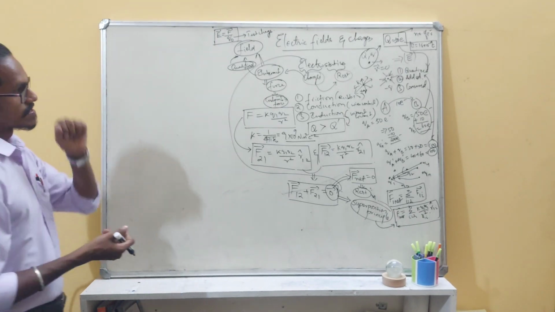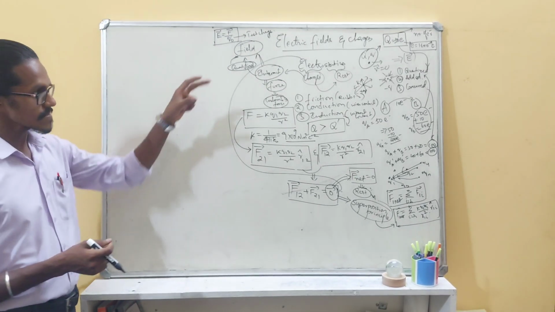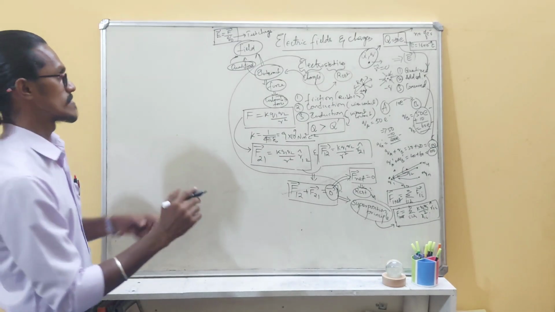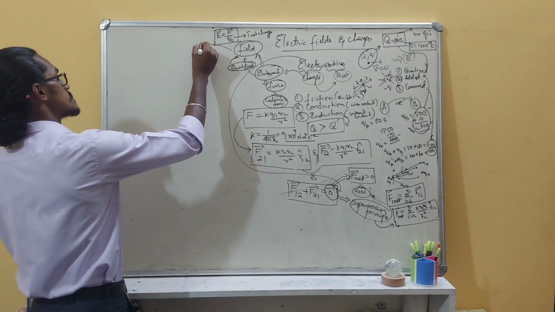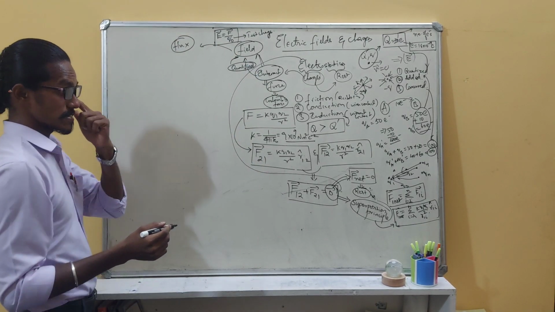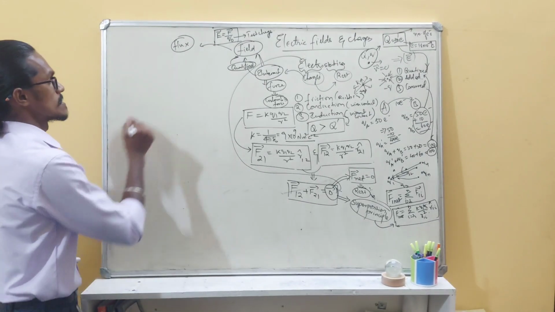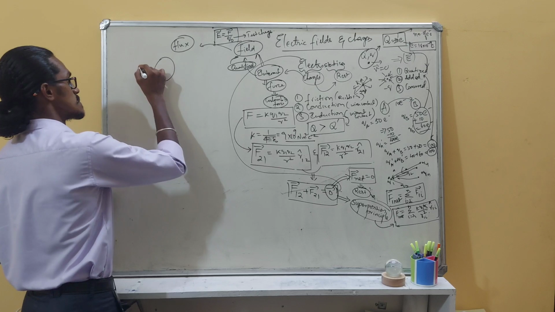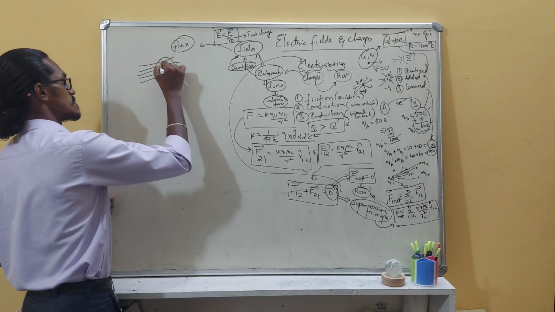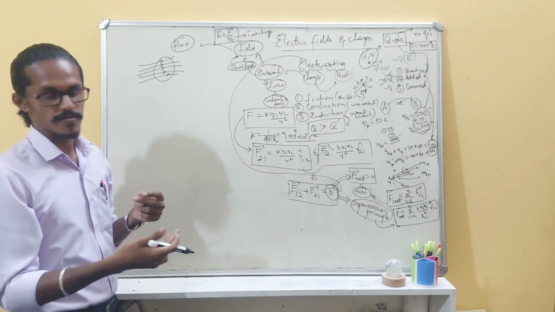Okay. Then we will move on to another topic called flux. This field is further developed into another topic called flux. So from field we will move on to flux. So what is flux? Flux is nothing but the number of field lines crossing a given region. So this is said to be a region. There is an electric field, uniform or non-uniform, some variation.